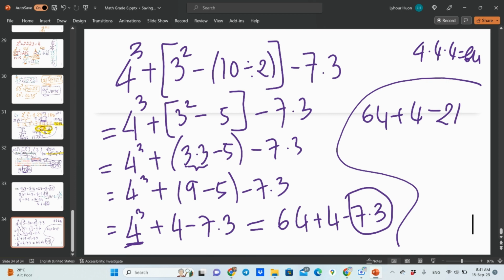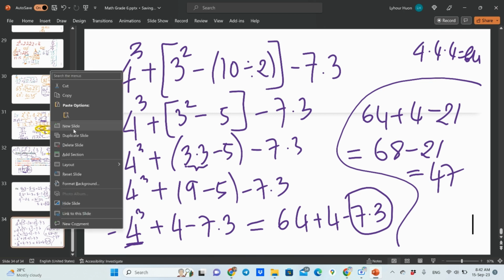21. So now we only have addition and subtraction. Do it from left to right. 64 plus 4 is 68. 68 minus 21 is 47. Yes, 47. Okay, this is the example we did together.